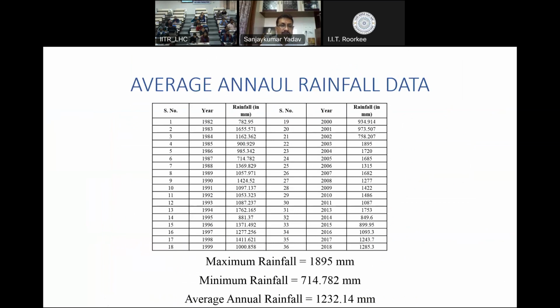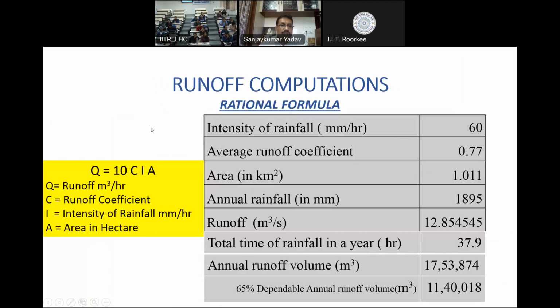As we have seen, for designing a pond, you should have a sufficient amount of runoff generated. You need to assure that, and to assure that, we have collected the data of average annual rainfall. We have worked it out. Maximum rainfall 1,895 mm, minimum rainfall 714.782 mm, and average annual rainfall of 1,232 mm. The volume of water generated, the annual volume of water, the intensity of rainfall 60 mm per hour, the average runoff coefficient for the campus is considered as 0.77, area in square kilometer 1.011.